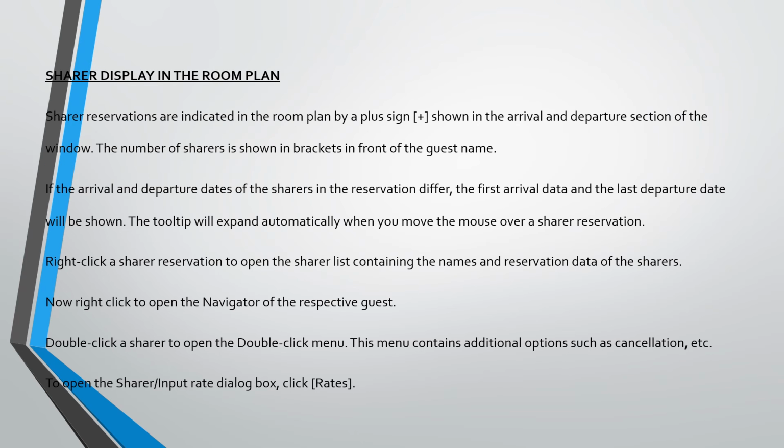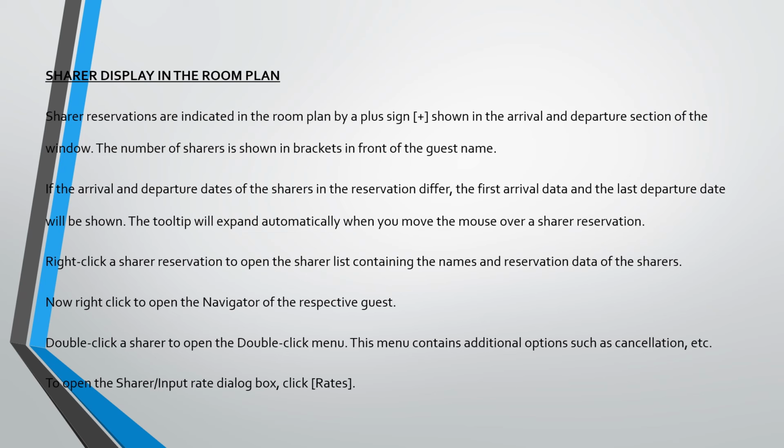Sharer display in the room plan. Sharer reservations are indicated in the room plan by a plus shown in the arrival and departure section of the window. The number of sharers is shown in brackets in front of the guest name. If the arrival and departure dates of the sharers in the reservation differ, the first arrival date and the last departure date will be shown. The tooltip will expand automatically when you move the mouse over a sharer reservation.